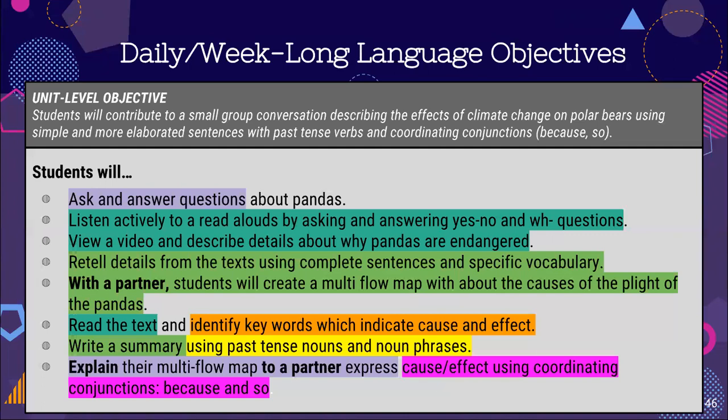Students create a multi-flow map with the causes and the plight of the panda. So that is a map that represents cause and effect. And the plight of the panda was one of the pieces of text that they read. They read text and identified keywords which indicated causes and effects, and they wrote a summary, and in their summary focused on past tense verbs and verb phrases, and they explained their flow maps to a partner, expressing those cause and effect relationships using coordinating conjunctions, because and so.